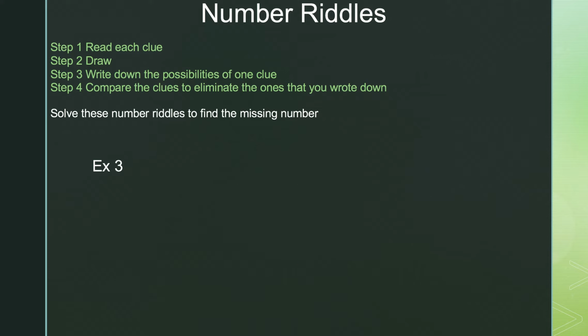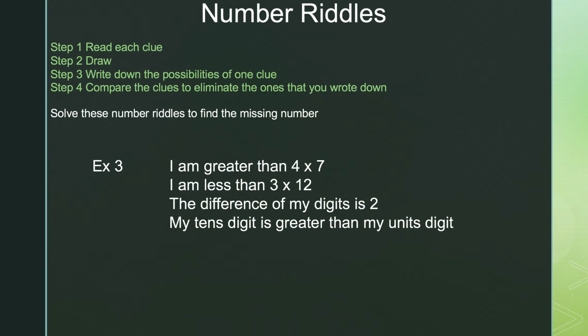Now let's take a look at the last example, and then you can do a couple examples on your own. We have these clues. I am greater than 4 times 7. I am less than 3 times 12. The difference of my digits is 2. And the last one, my tens digit is greater than my units digit.